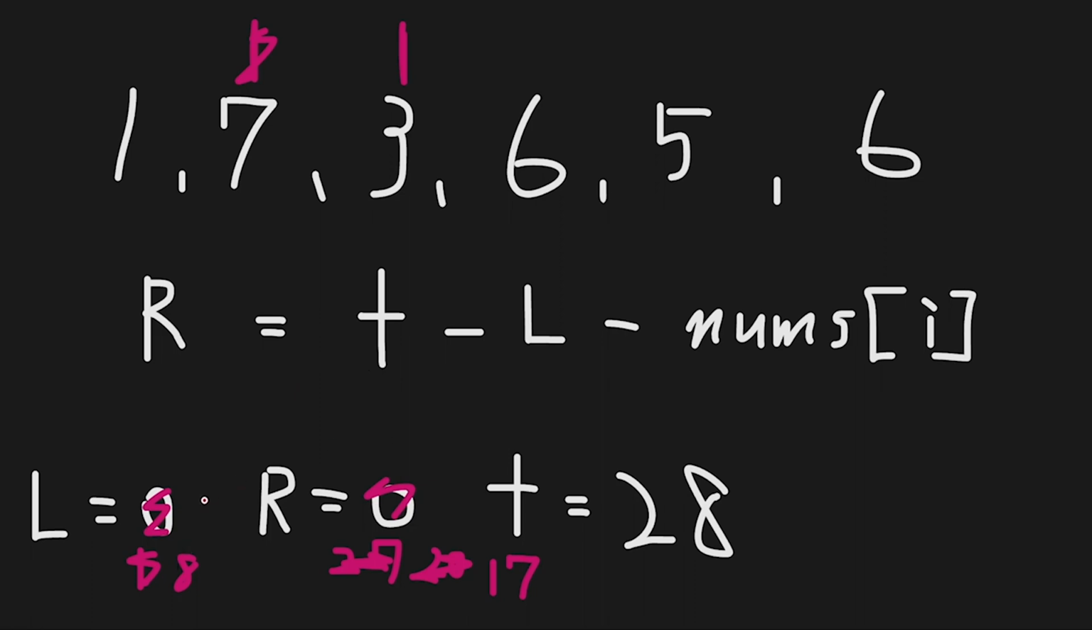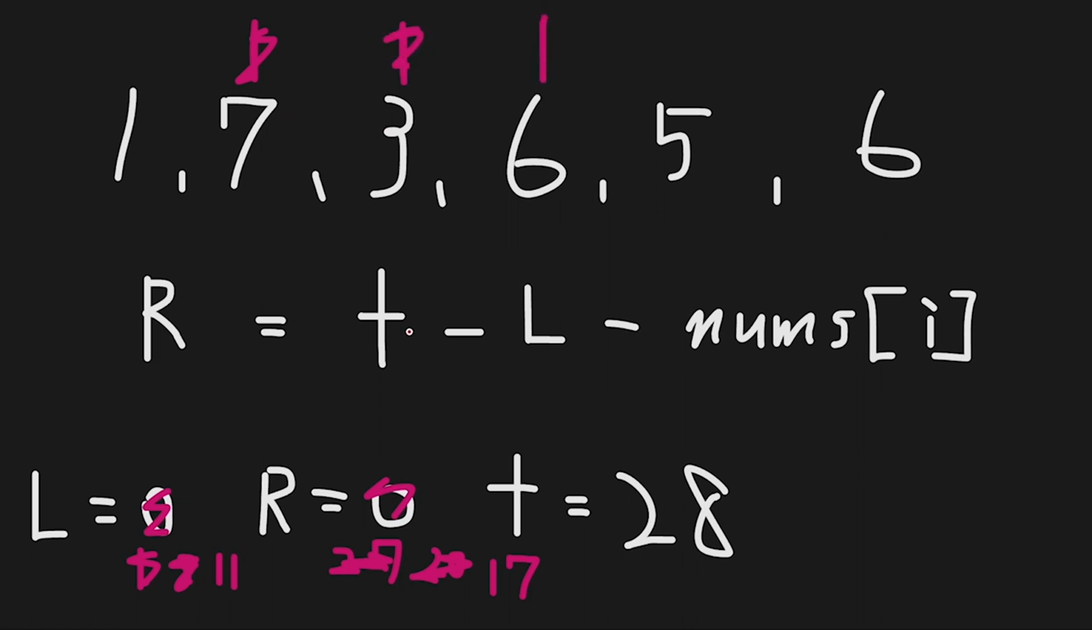And then compare two numbers, the left sum and the right sum, 8 versus 70. So they are not the same. In that case, add the current number 3 to the left sum. So the left sum is now 11. And then move next. So the pivot index is now 0, 1, 2, 3.